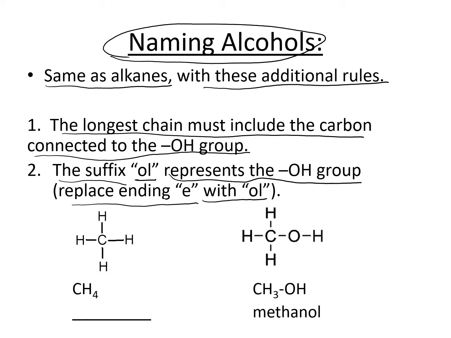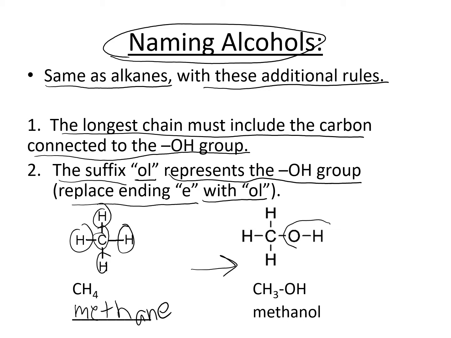So for example, I have C bonded to 4 hydrogens. The name of that compound would be methane. Now the compound next to it, we have the OH attached, our hydroxyl, so that makes it an alcohol. So in order to name that, all we've done is dropped the E at the end of methane and added the OL, and this is called methanol.